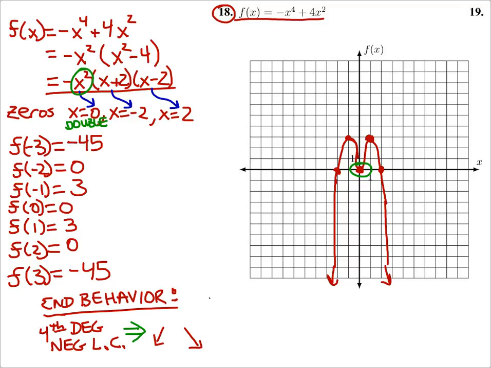At this point, I'm going to erase that green circle on the graph. There we actually have our graph.